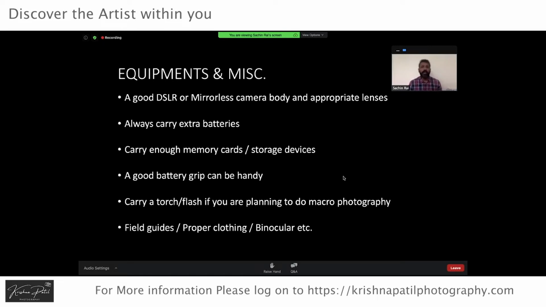Proper clothing: wear drab clothes and stuff like that. Carry a binocular, for the worst case when you can't really shoot it because the bird is too far.